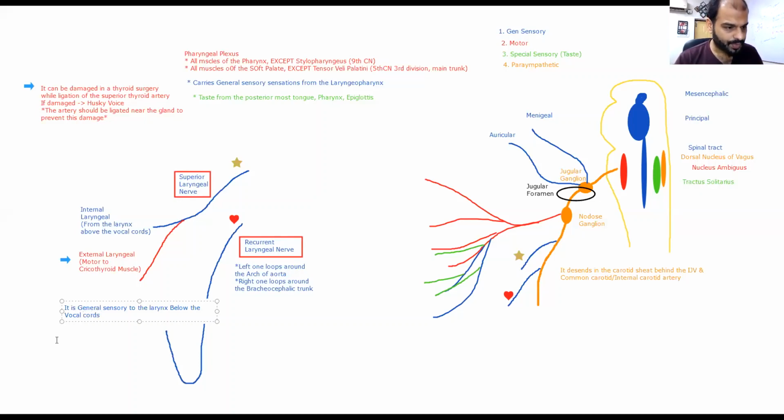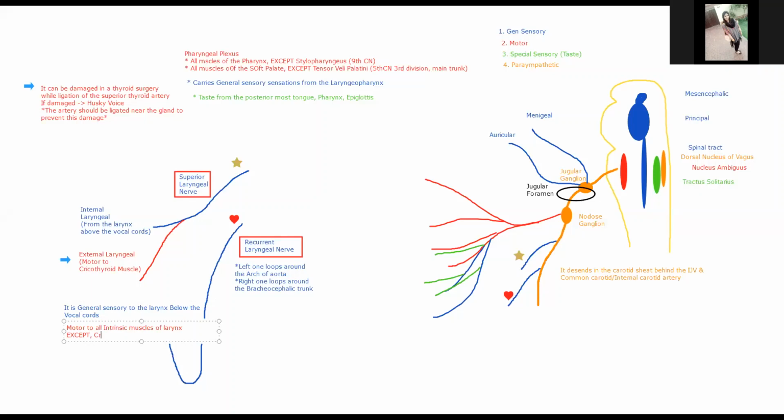And number 2, it should be written in a red color because it is motor. It is motor to all intrinsic muscles of the larynx, because the larynx also has extrinsic muscles, like thyroid, sternothyroid, stylopharyngeus, palatopharyngeus. Intrinsic muscles of larynx except cricothyroid, which is supplied by the external laryngeal nerve.